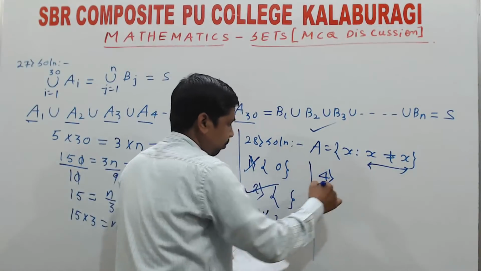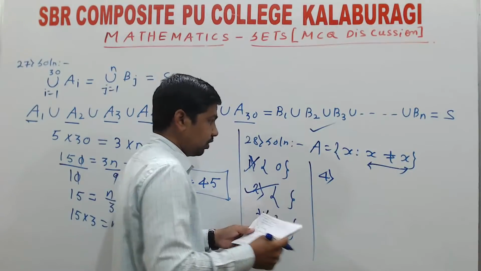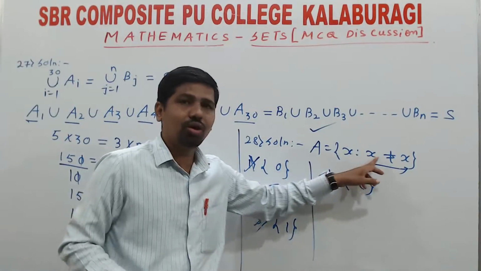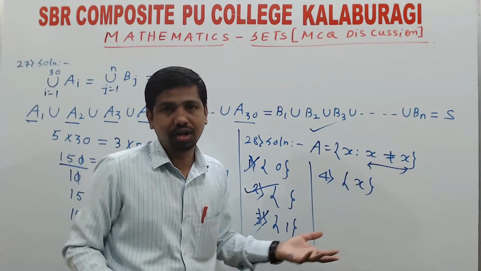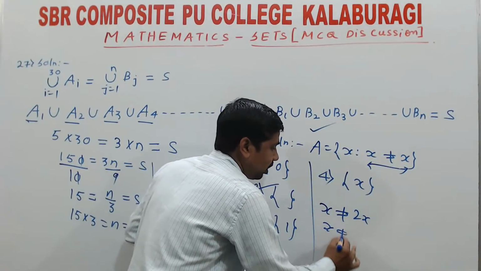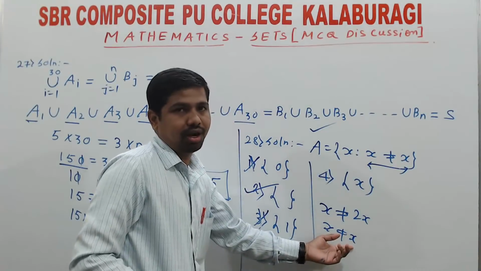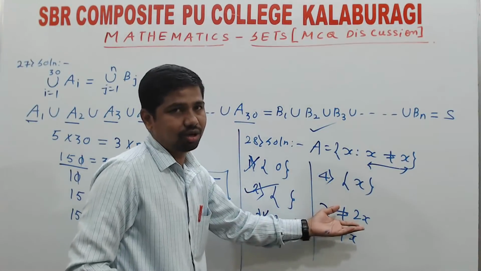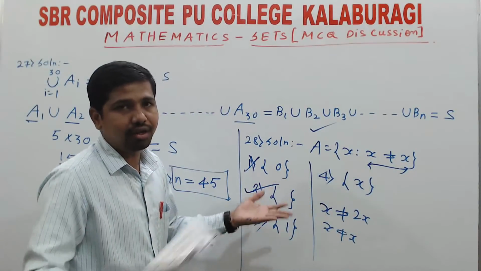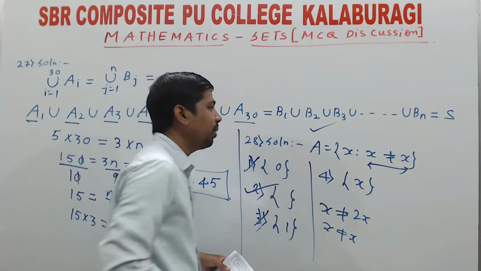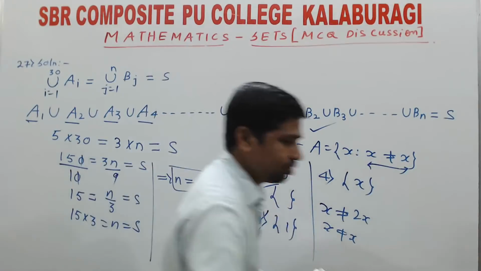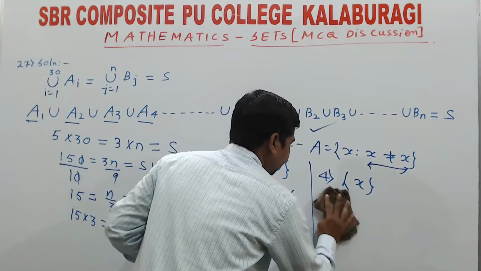Even the fourth option. What is the fourth option? {x}. x is not equal to x? No, x is equal to x, right? You can write x is not equal to 2x, but x is not equal to x, how can you write that? Because they are the same. 4 is equal to 4, 5 equal to 5, 6 equal to 6. So there are no such elements with x not equal to x. Which option is correct? The second option is correct. This is your 28th.